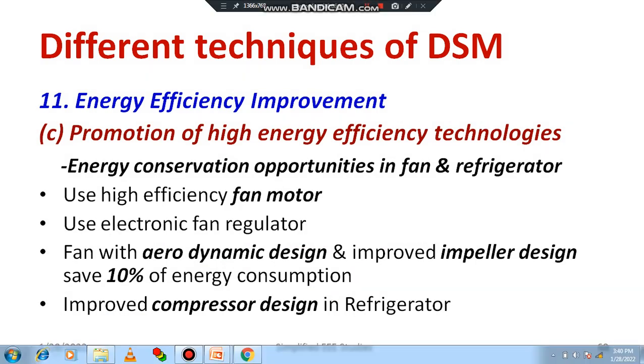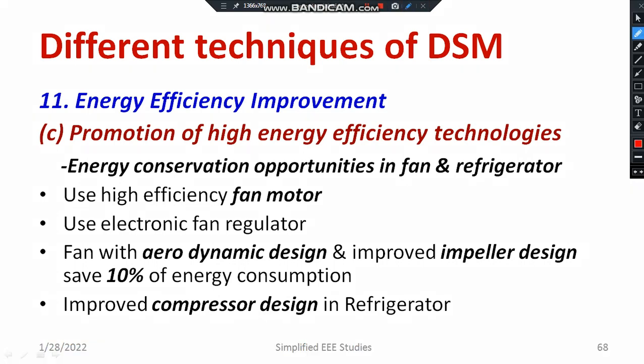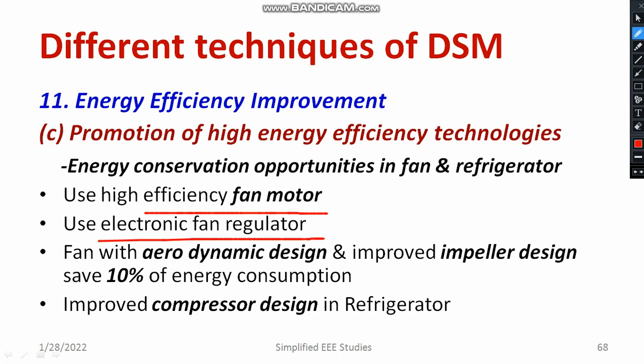Regarding the refrigerator and fan, it is always better to use high efficiency models. While selecting them, you need to be careful. Use an electronic fan regulator instead of a resistive regulator, so that you can minimize the energy loss. Then you need to go ahead with an aerodynamic design and a properly designed fan. Definitely that saves 10% of overall energy. That is one positive thing.